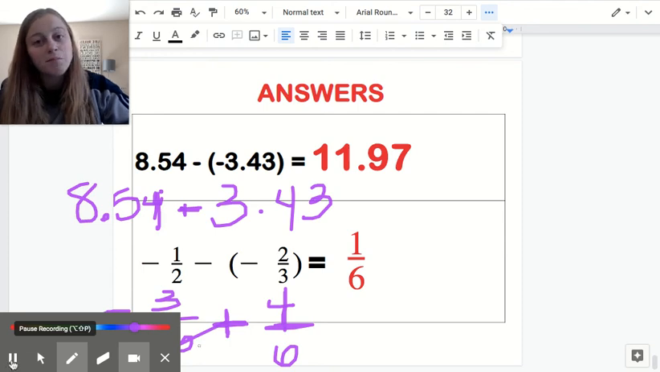All right, so we're going to do some practice, if we have time, on adding and subtracting rational numbers.